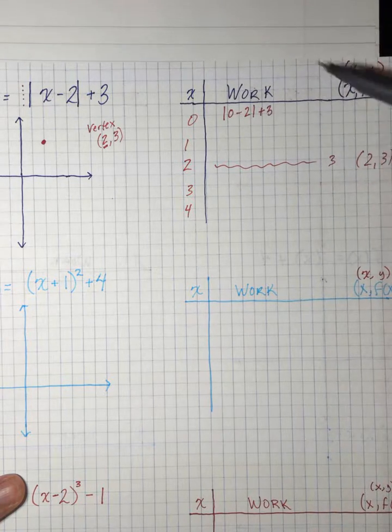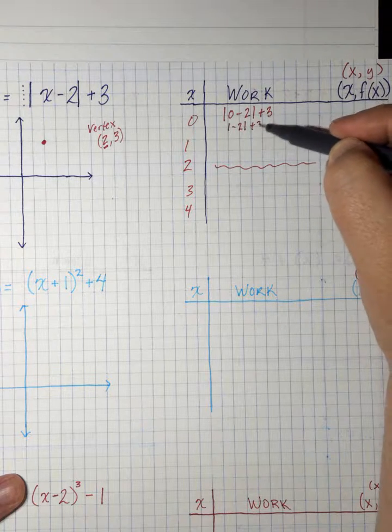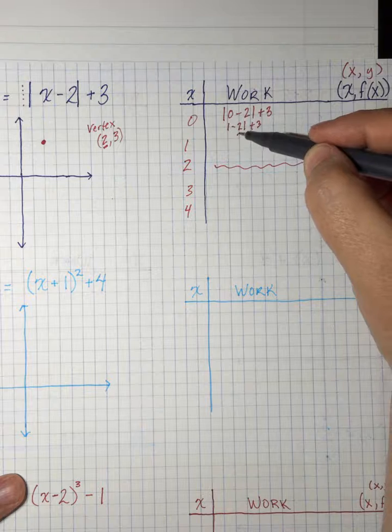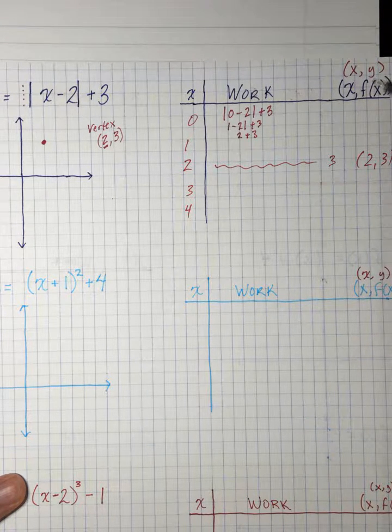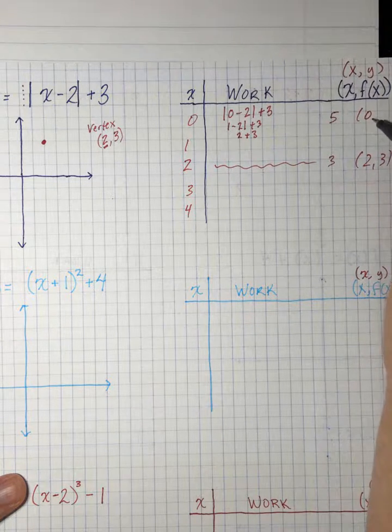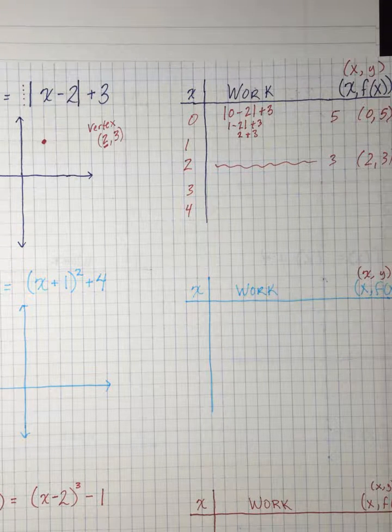So 0 minus 2, well, that means I have a negative 2 inside the absolute value. But we know the absolute value of a negative number turns to a positive. So what I really have is a positive 2 plus 3, which ends up giving me a 5. So this ordered pair becomes x was 0, my y value is 5.